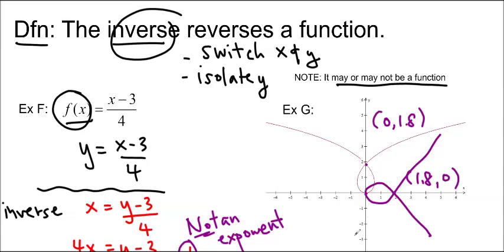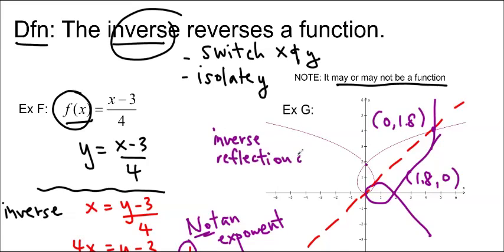Another way, a third way that you could find it, is to actually draw the line y equals x, and you can reflect over the line y equals x. So I can see that I did this incorrectly, because the inverse and the original function should be touching wherever we are at y equals x, because the inverse is a reflection over y equals x.